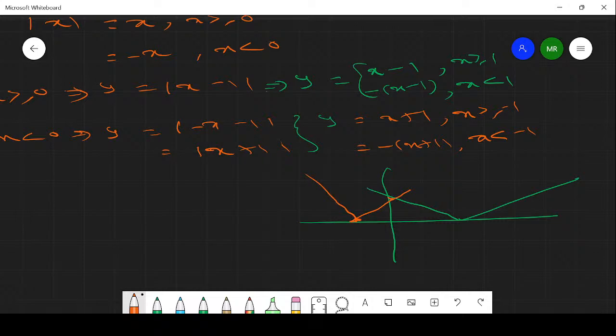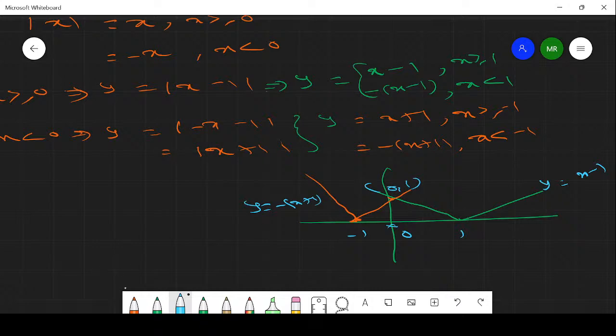Right, here I have drawn this. This is the graph. You can see the functions here. This is the line y is equal to x minus 1. So this is 1, here this is 0. If you substitute 0 in any graph, it comes 1 only. This point is 0, 1. This is the line x less than minus 1, y equal to minus of x plus 1.